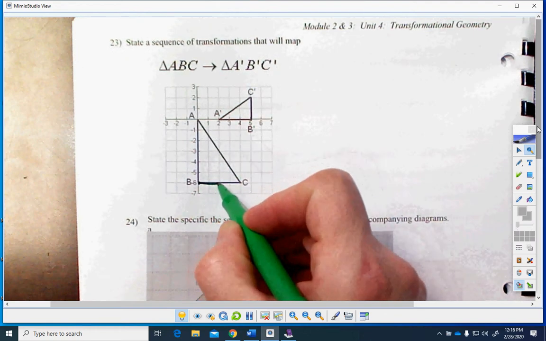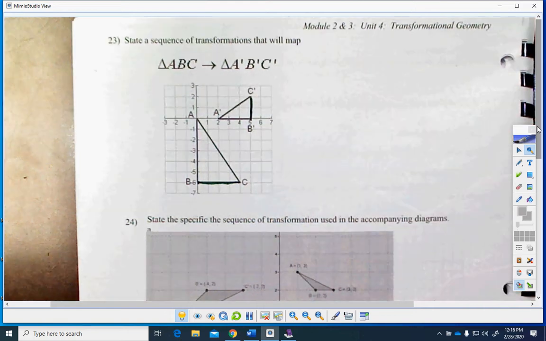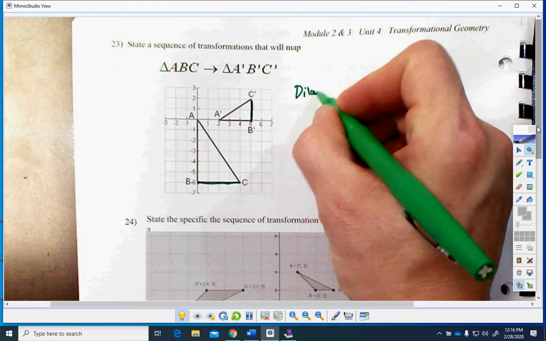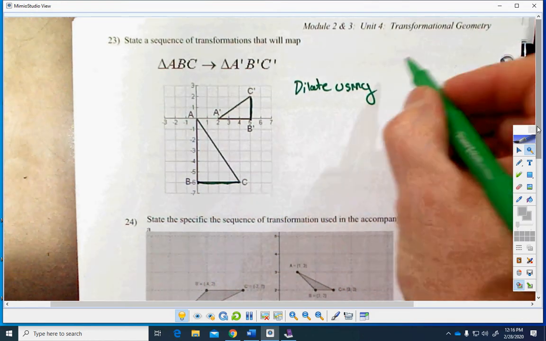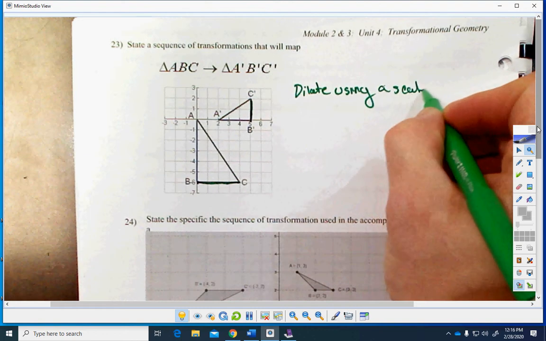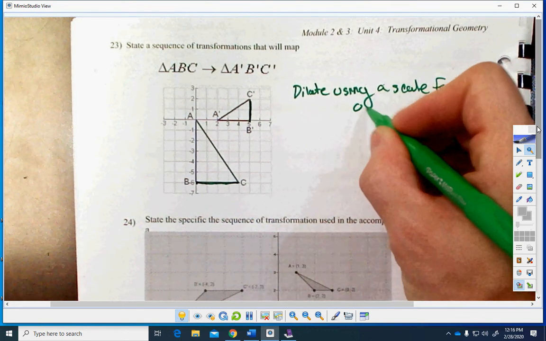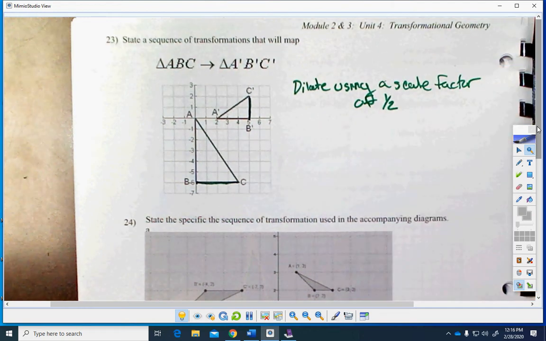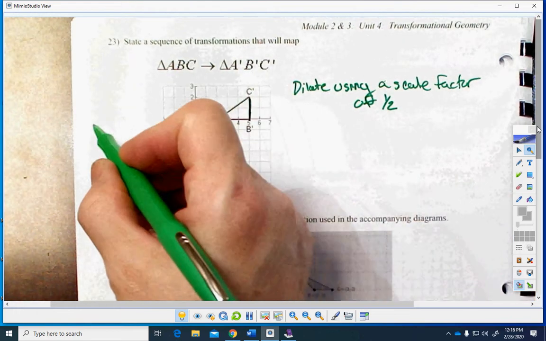I also recognize that this is 4 units long, while that's 2 units long. So I would say that we're going to dilate using a scale factor of a half. But there's probably another transformation that needs to be done. So let me do this dilation.